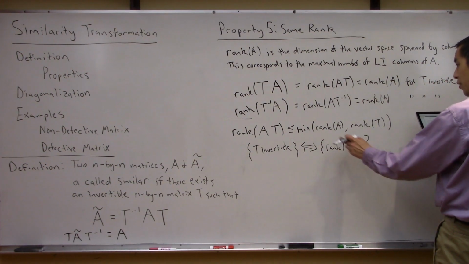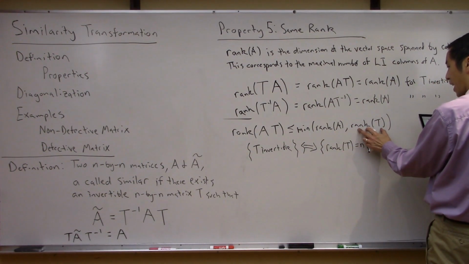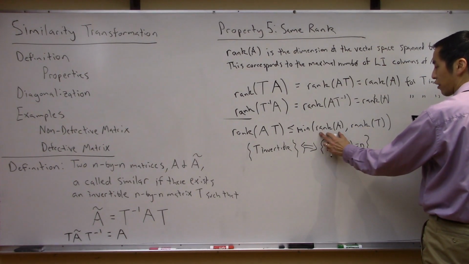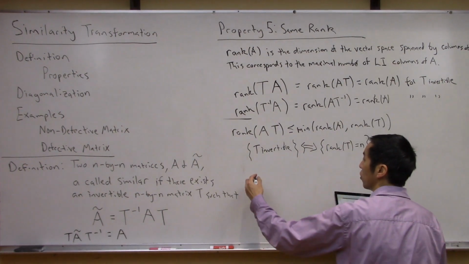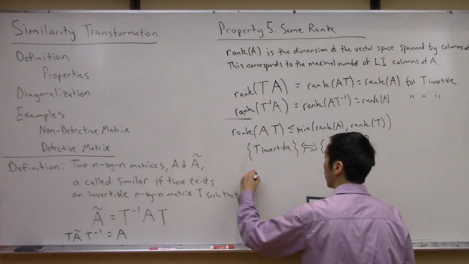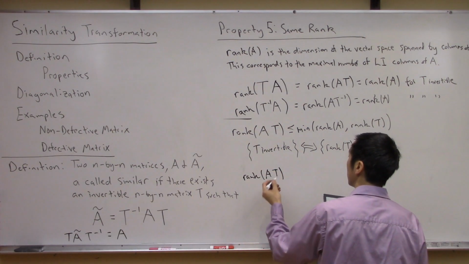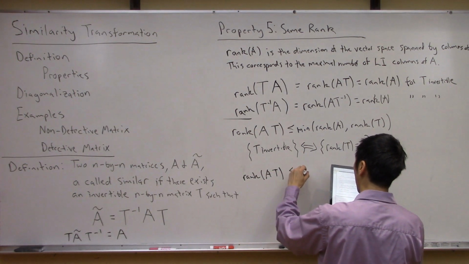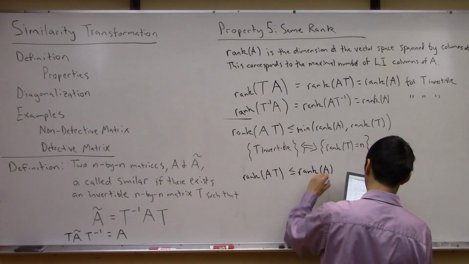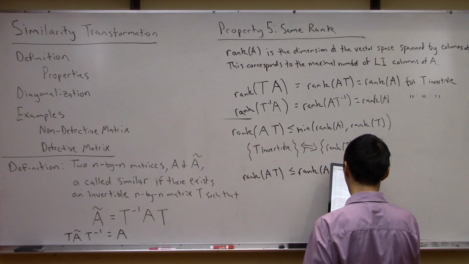So therefore, if you look at this minimum, you know that the rank of T has got to be greater than or equal to the rank of A. So we can basically write that if T is invertible, the rank of the product AT has got to be less than or equal to the rank of A.